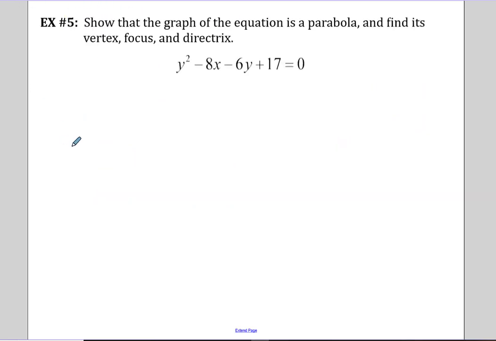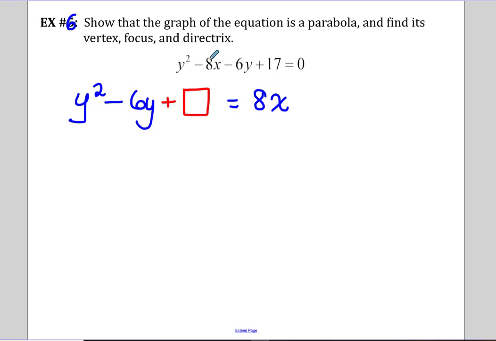Then in the last example, example 6, we want to show that the graph of the equation is a parabola and find its vertex, its focus, and the directrix. And this is not set up very friendly, so we want to reorder it and put it in the right format. So y squared minus 6y, and we'll have to complete the square. And then we'll add 8x to the right side and subtract 17. And then whatever we add to this red box, we'll have to add the same thing on the other side.